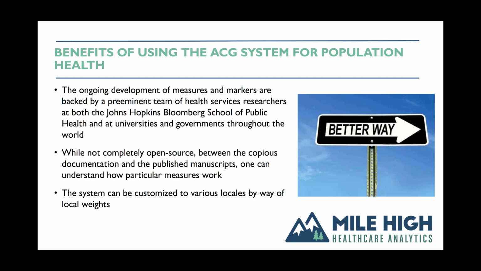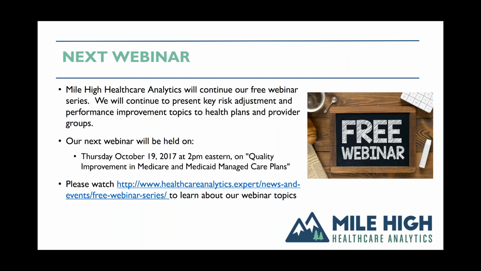I think the ACG system represents a very useful system for population health. While it's not completely open source, between the copious documentation and the published manuscripts, one can understand how the system works. There's a lot of transparency, not 100% transparency, but a lot. And as I said earlier, you can customize the system to various locales by way of local weights.